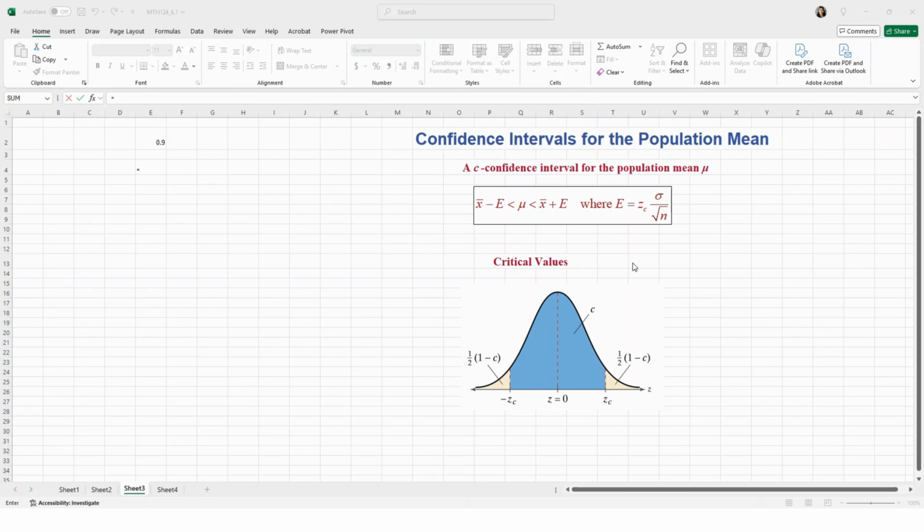First, let's take an example to find the critical value. c is what we call the critical value corresponding to the confidence level. First, I will take 90% confidence, c as 90%.